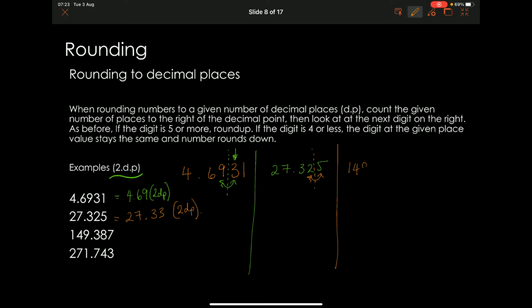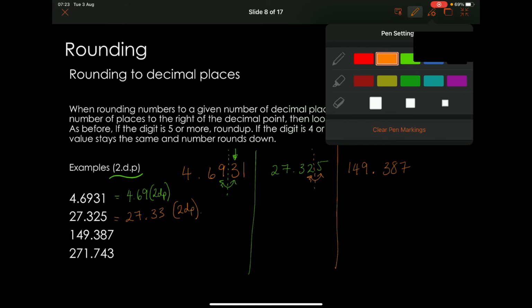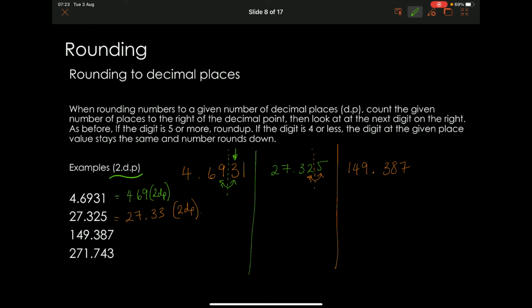Next, we've got 149.387. We're going to round our numbers to 2 decimal places. So we count 2 numbers after the decimal point. This is the number we're going to round. We look at the number on the right. It's 5 or above because it's a 7, so that 8 becomes a 9. So 149.39 to 2 decimal places.